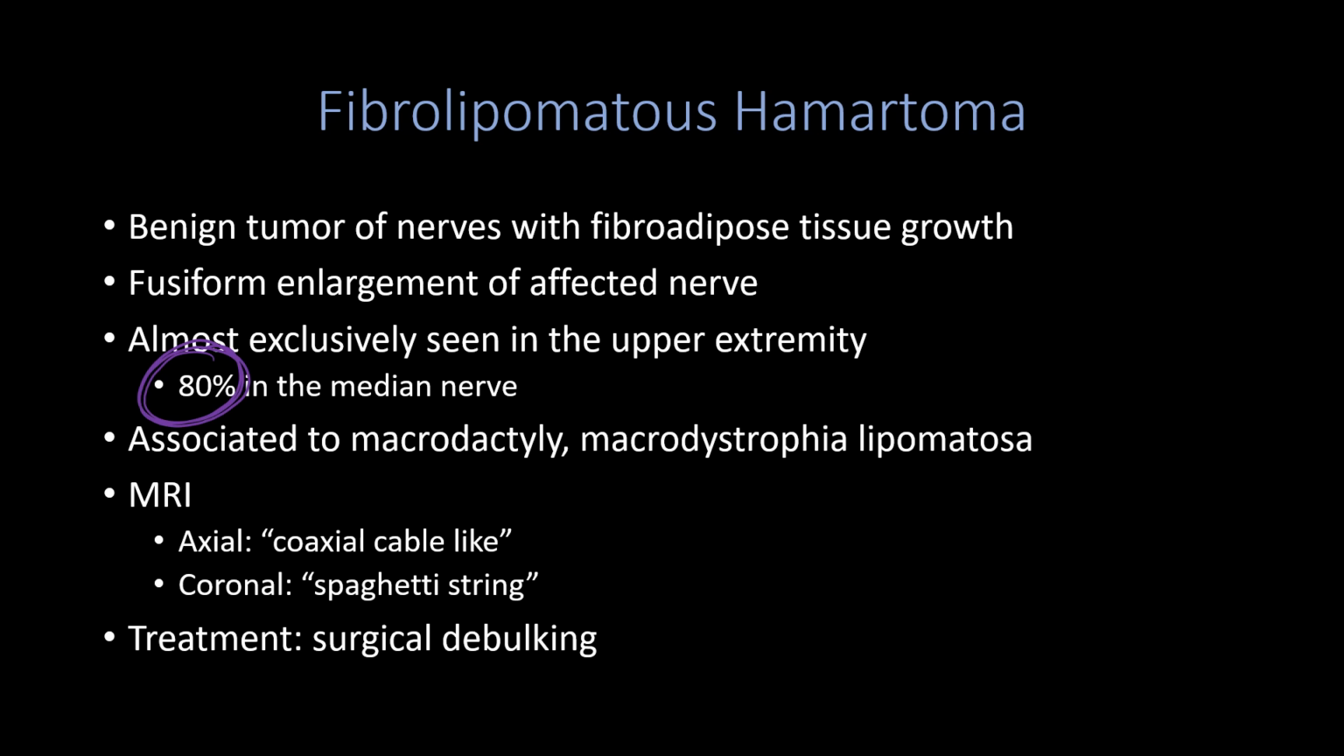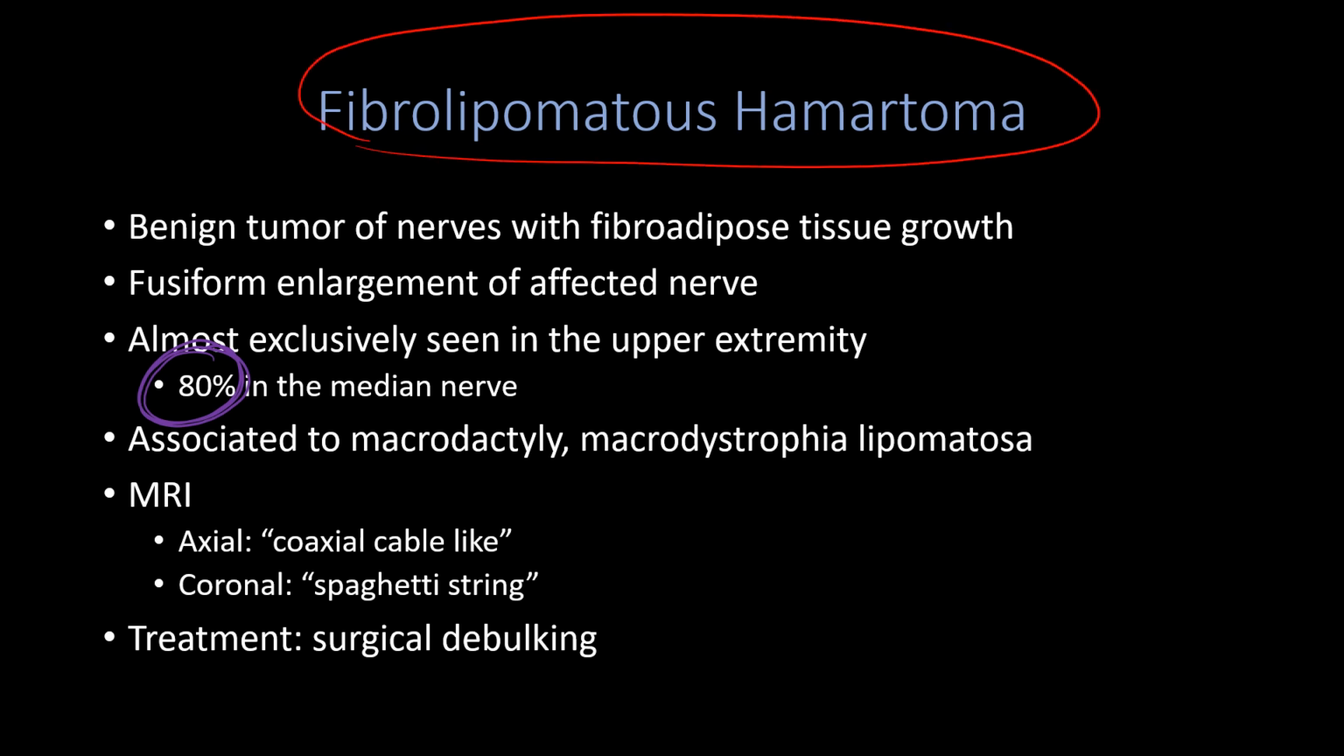Back in the day, in the exams, there was a common question of what was the condition associated to the fibrolipomatous hamartoma. And it's macrodystrophia lipomatosa. And remember, it's associated to macrodactyly, so you'll see a large or enlarged finger associated to this tumor. In MRI, we saw that coaxial cable like in the axial, those little cables within the lesion on the T1, and the spaghetti strings, which we can see in the coronal images. And the treatment for this is surgical debulking. So probably not a lesion you're going to see a lot in your clinical practice, but it is a frequent flyer in the test.